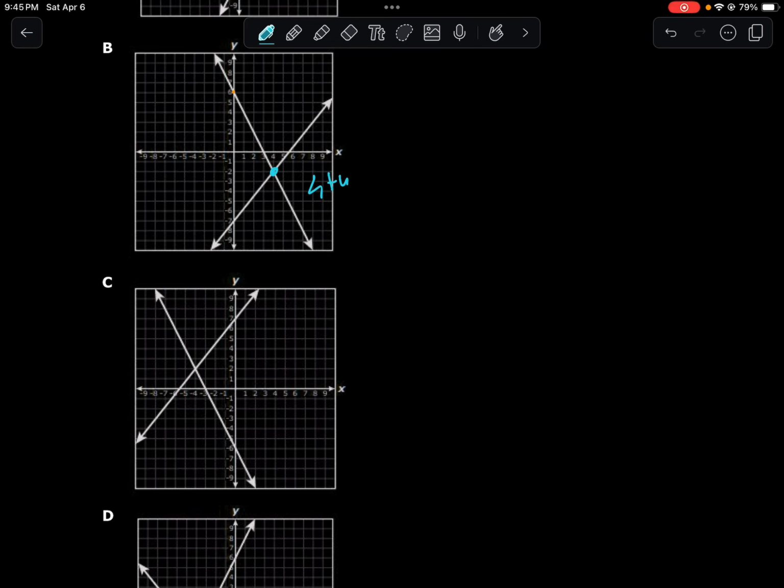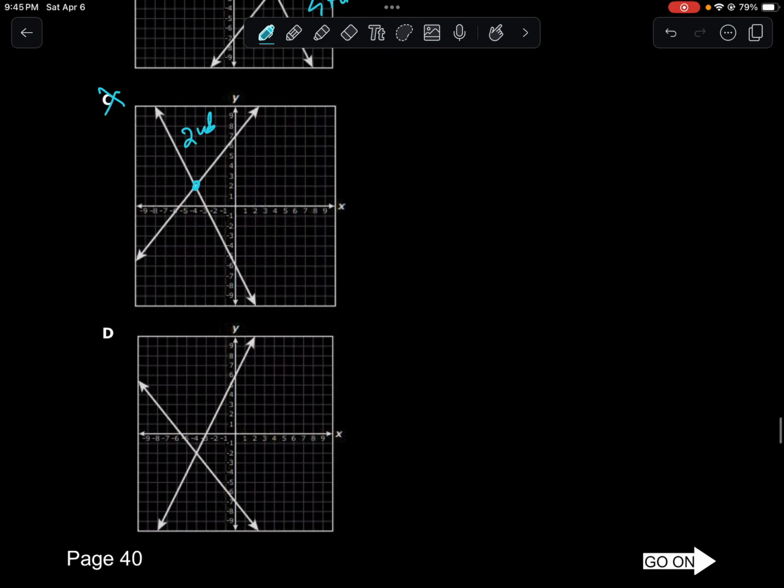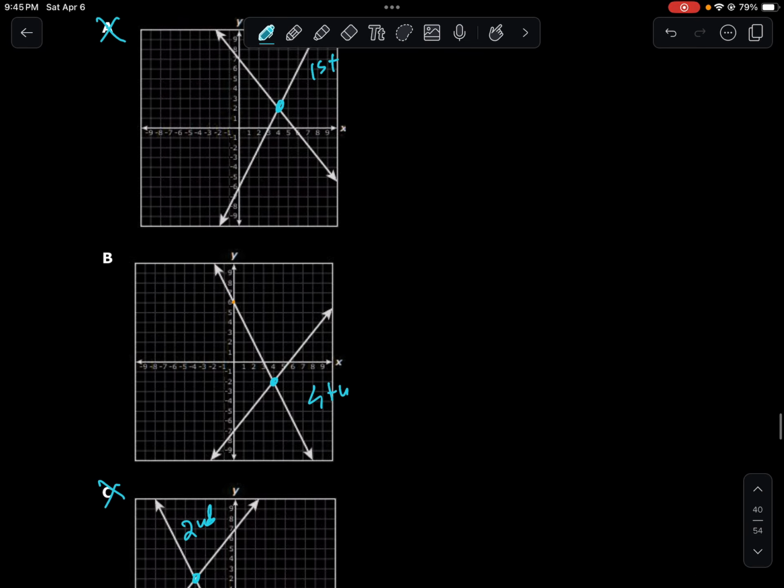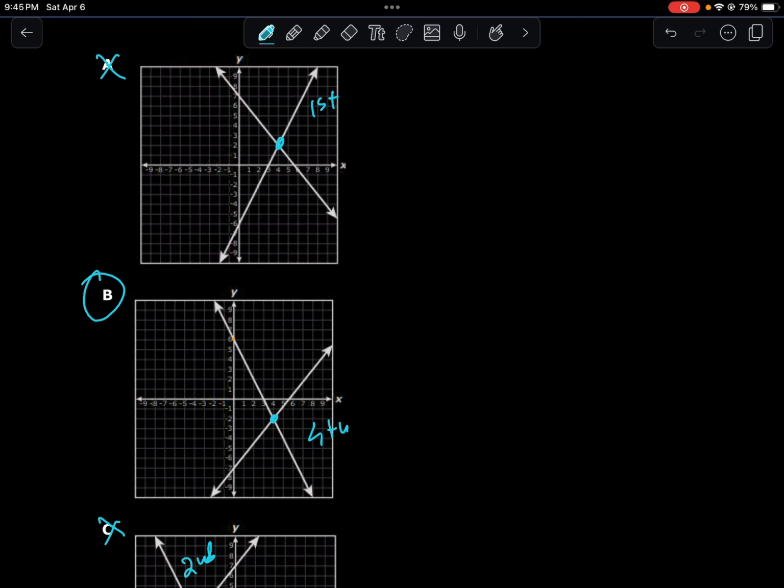Now I look at C. The intersection point is in the second quadrant. That's not it. And if this is not in the fourth quadrant, I don't have to read the coordinates. If this was also in the fourth quadrant, then I would have to read the coordinates and potentially do whatever else I could think of to narrow it down. But this one is in the third quadrant. That's not it. So there's only one in the fourth quadrant. That would be the correct answer.